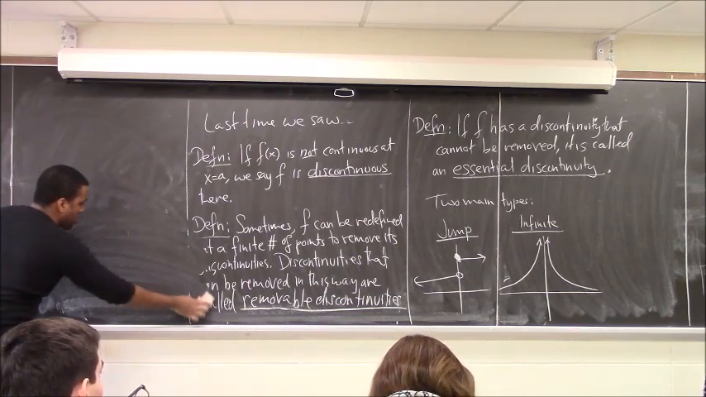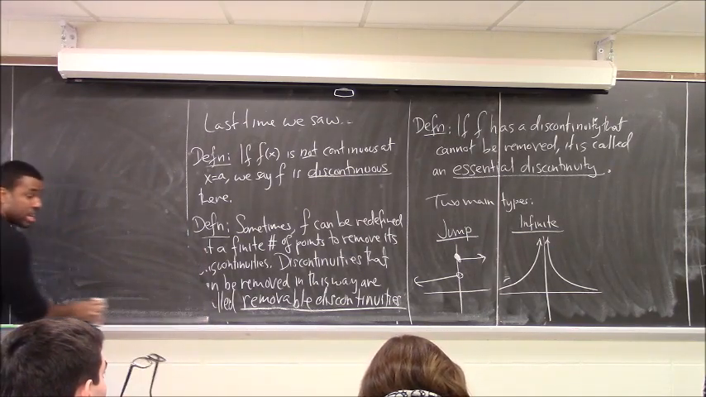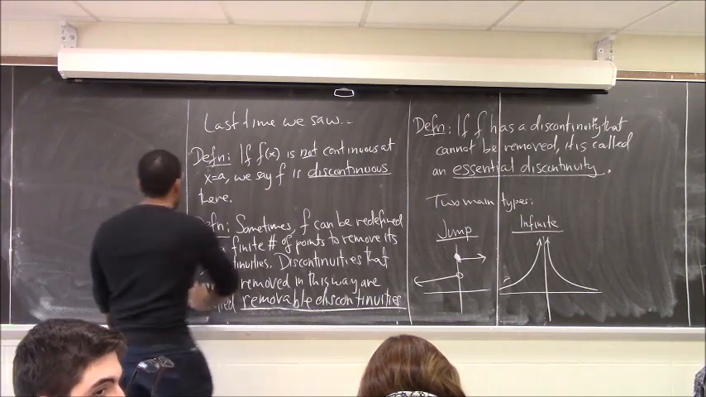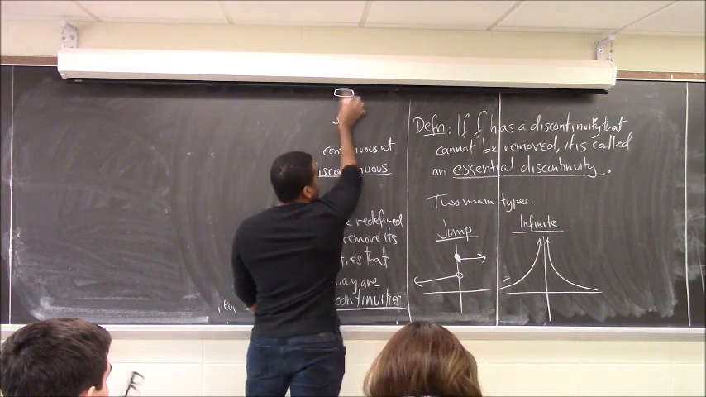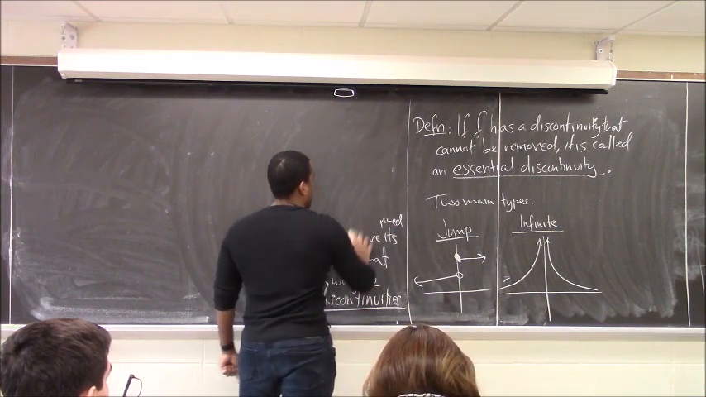Continuity is important to the point where whenever it can be fixed, we want to fix it because it will make things a lot nicer. However, there are cases where it can't be fixed, and these are called essential discontinuities.